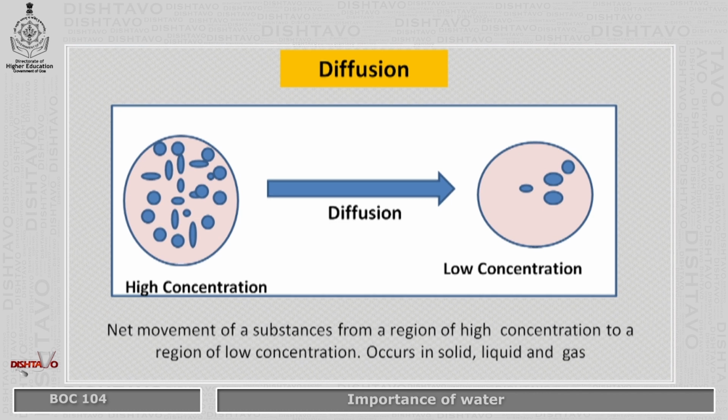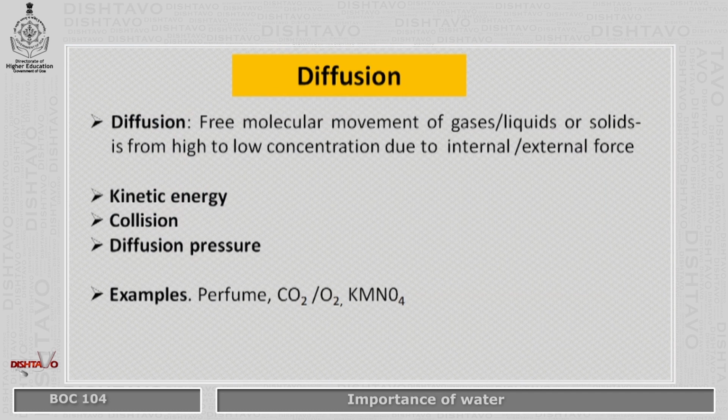Diffusion of molecules can occur in various media such as solid, liquid and gases. So this is a physiological definition: free molecular movement of gases, liquids or solids from high to low concentration. This movement of molecules could be due to internal or external force. The force is kinetic energy or molecular collisions, and as the molecules diffuse, they would develop diffusion pressure. Good examples are perfume, carbon dioxide or oxygen gas, and KMnO4, which could be an example for solid molecular diffusion.